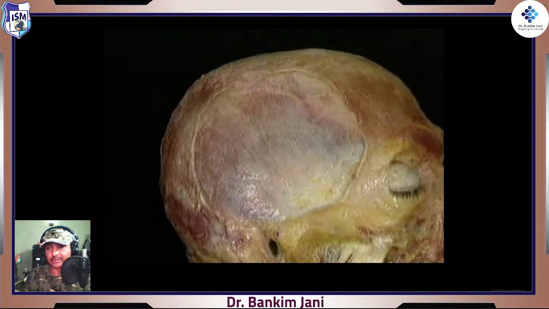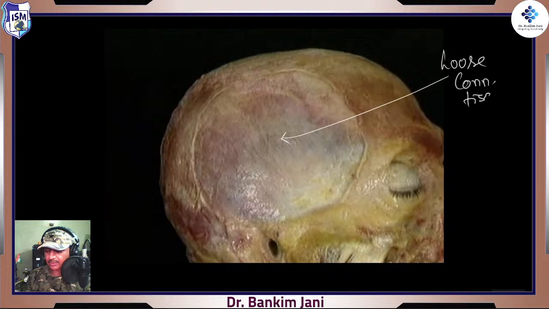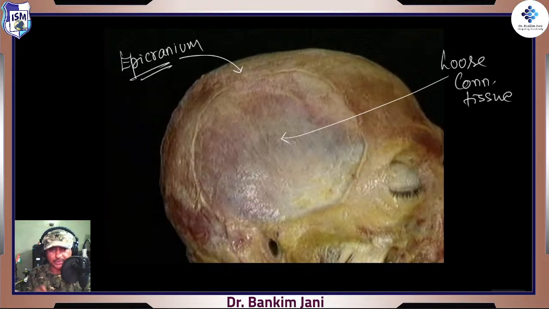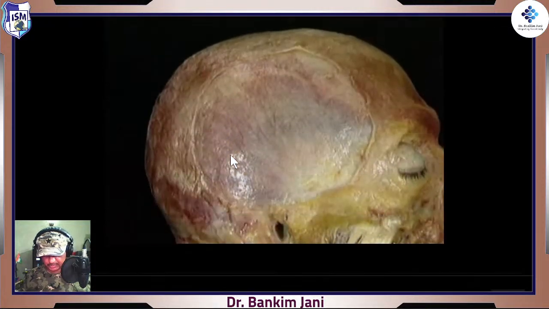Now see, this is a very interesting figure. This is where we have done two things. We have kept the lower layer intact, and then we have created a window just to see how tough the structure is. This internal one is that loose connective tissue. The tissue which is now next to it, this is tough. This is what is called the epicranium. Now this layer, to see it properly, let's put it in full.